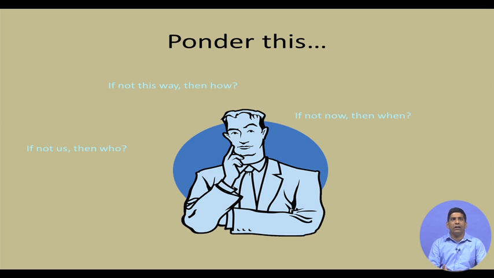So we need to think about that. If not this way, then how? If not now, then when? If not us, then who will do it? Many times we say, okay, let's do this project in the old way, and from the next project we'll think and do it in a more sustainable way. The next project never comes, and every time we do the same thing. So we need to start thinking about, if not now, then when?